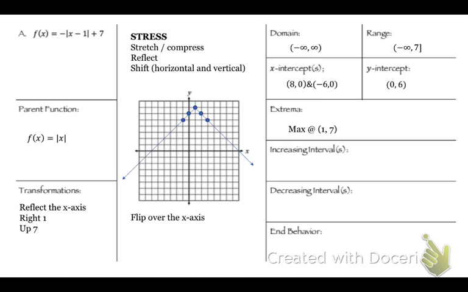Extrema, that's your max and mins. So the max here is (1, 7). Increasing interval, this is increasing from negative infinity to 1 because you're walking uphill, and then decreasing from 1 to infinity. Then end behavior, as x goes to negative infinity, f of x goes to negative infinity, and as x goes to positive infinity, f of x goes to negative infinity.